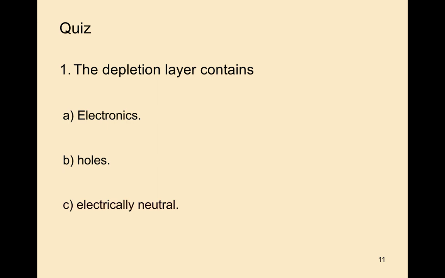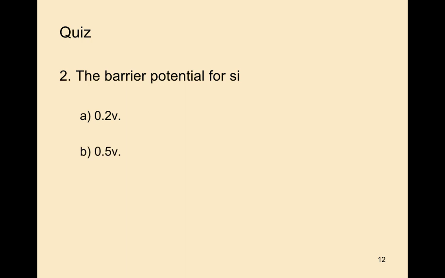Second question: what is the value of the barrier potential for silicon? 0.2 volts first option, 0.5 volts second option, 0.7 volts third option. The barrier potential for silicon is how much? 0.7 volts. The barrier potential for germanium is 0.3 volts.